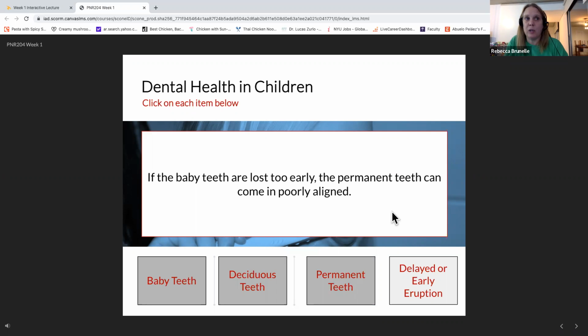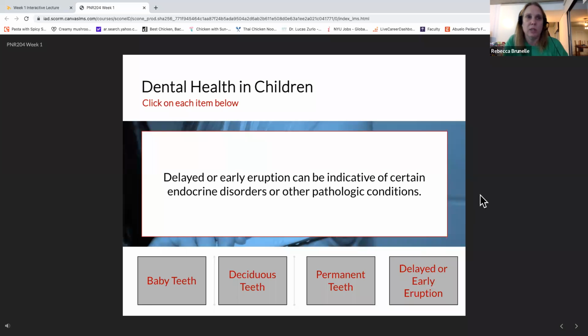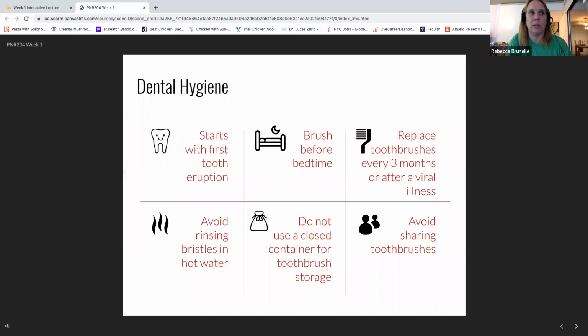So if the baby teeth are lost too early, the permanent teeth can come in poorly aligned. At what age do the baby teeth normally start falling out? Is it 5? Yeah, we say 6, sometimes could be 5. There's always an age range, but around age 6, kids start to lose their teeth. Think about all those kids in their first grade pictures, they're missing their teeth. Any problem, if it's too early or too late, could be a pathological problem that needs to be investigated. So just be aware of when teeth should be coming in.